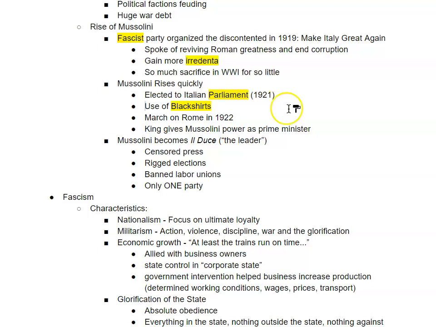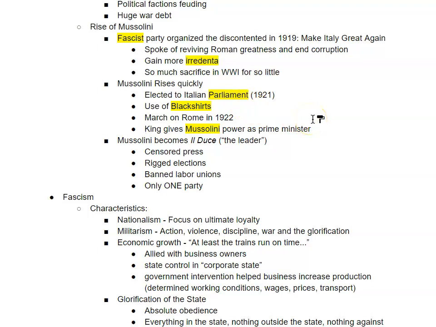And he stages the following year this dramatic march on Rome, in which tens of thousands of his uniformed members wearing black shirts march on Rome and demand that the king make Mussolini the prime minister of Italy, even though he's from a minority party.